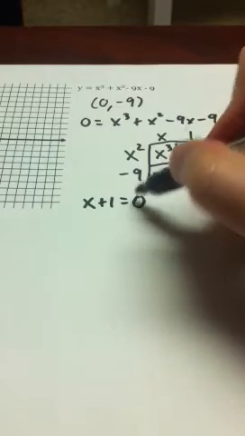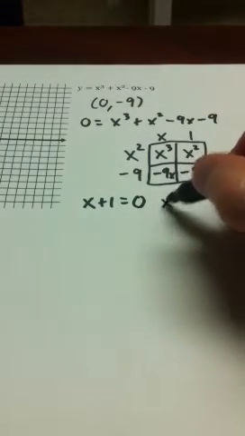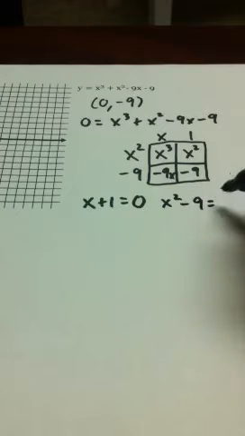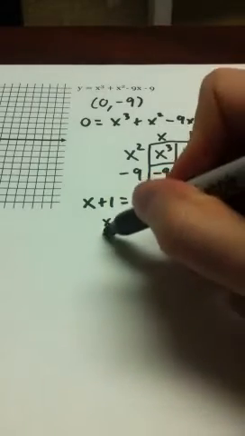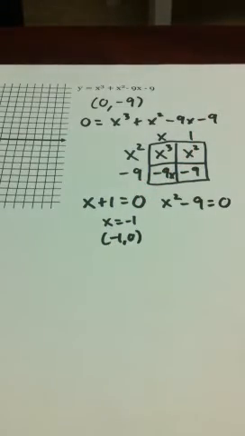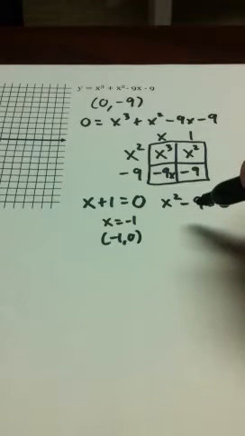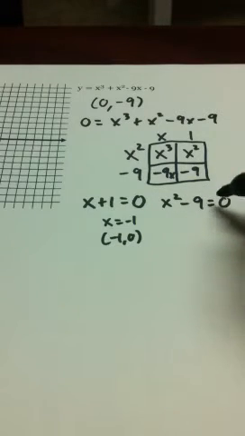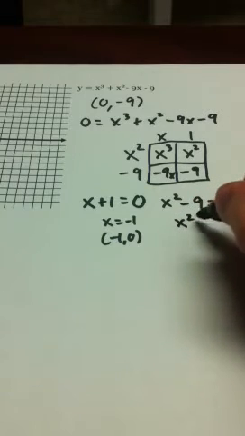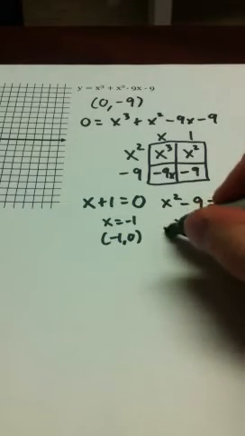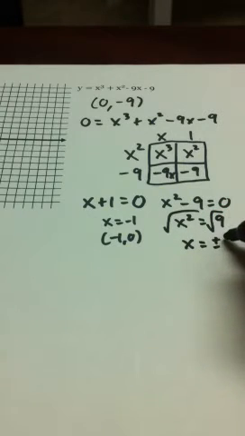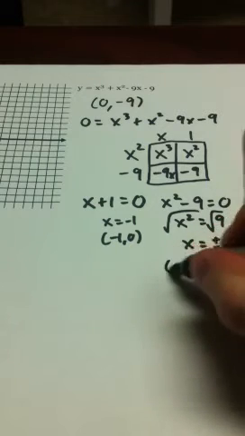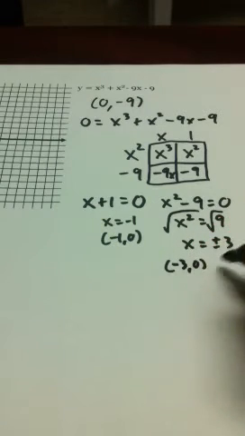We always set each factor equal to 0. And then x squared minus 9 equals 0. So the first one, when I solve, I get x equals negative 1. So that gives me an x-intercept of negative 1, 0. Second one, I could factor into x plus 3 times x minus 3, or add 9 and take the square root, which I'm just going to do it that way. X squared equals 9, take the square root. Don't forget it produces 2 answers, so plus or minus, and the square root of 9 is 3. So I get my other x-intercepts at negative 3, 0, and positive 3, 0.